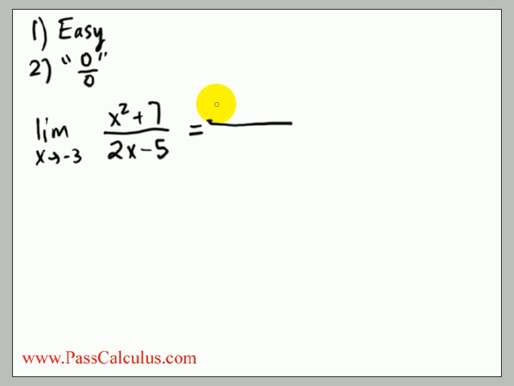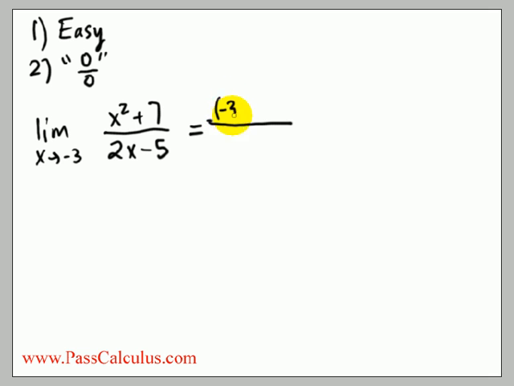So what's the limit as x goes to minus 3 of, say, x squared plus 7 over 2x minus 5, okay? What we should do here is always put the number inside of the function to see what kind of result you get. When I put minus 3 in there, I get 9 plus 7, 16. And on the bottom, I get minus 6 minus 5, which is minus 11. And I don't have 0 in the bottom, do I? So this is an easy kind. I can just put this right in.